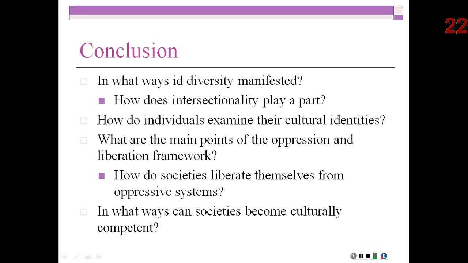So from this, take away the main points of liberation for sure. Liberation and oppression. What is liberation and oppression? What is diversity? These are important things to understand when moving forward.